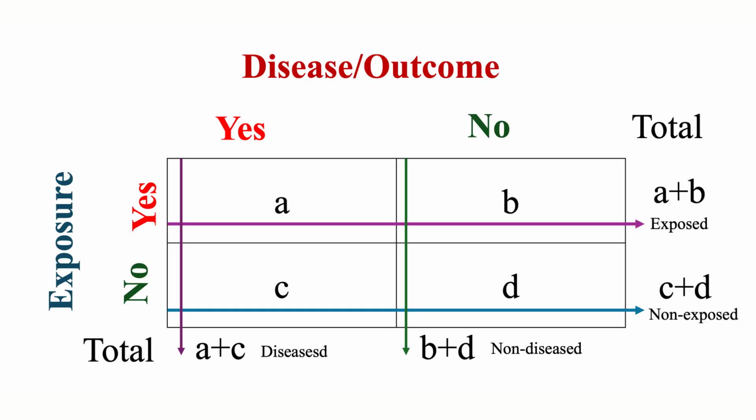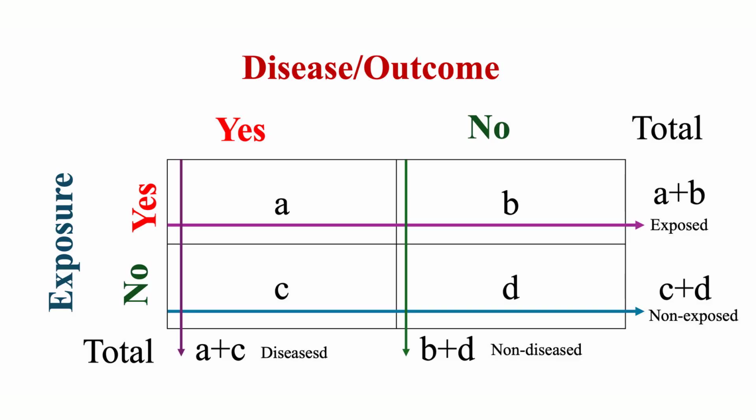Now it's time to discuss one of the most important tools in epidemiology, the 2x2 contingency table. This table helps us organize study data by dividing participants into four groups based on exposure status and disease outcome. From here, we can easily calculate measures of association like the odds ratio in case control studies, or relative risk and attributable risk in cohort studies. In short, a 2x2 table is the foundation for turning raw data into meaningful epidemiological insights.